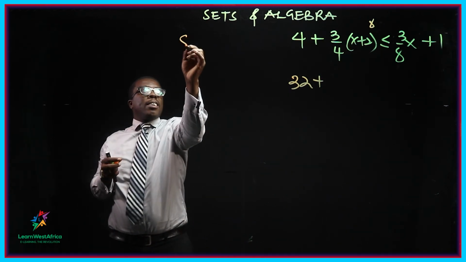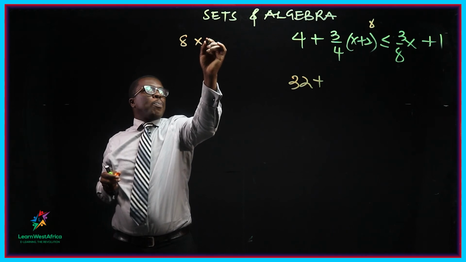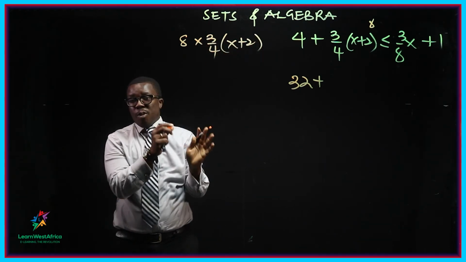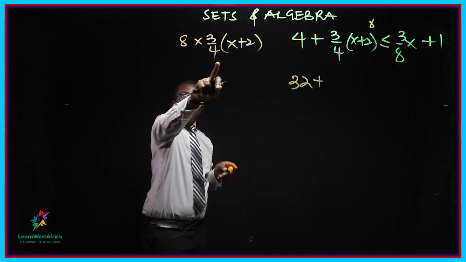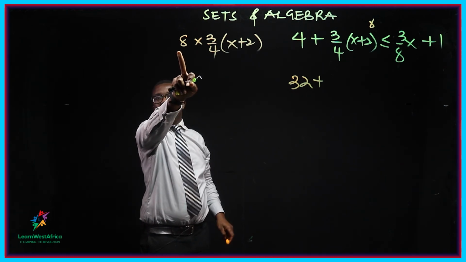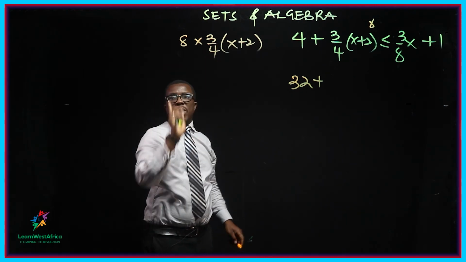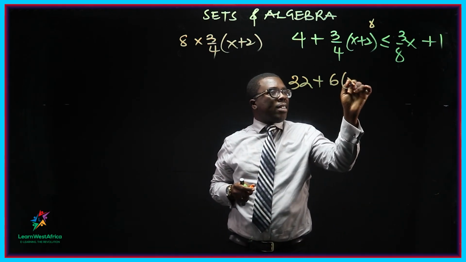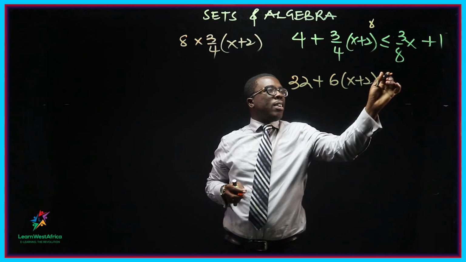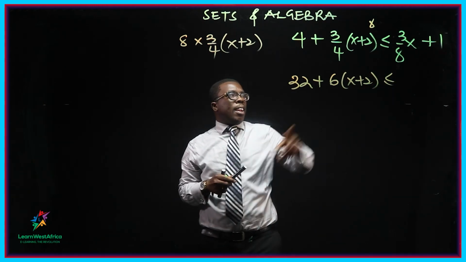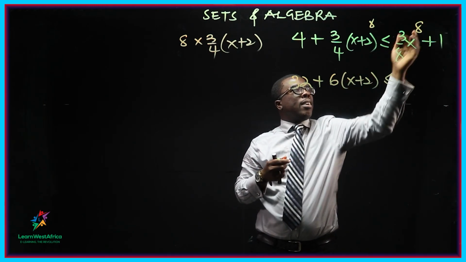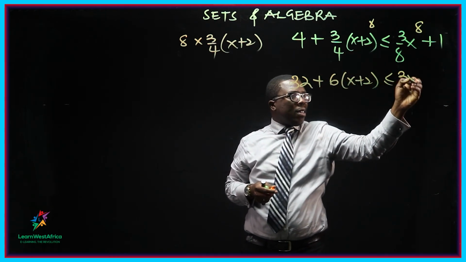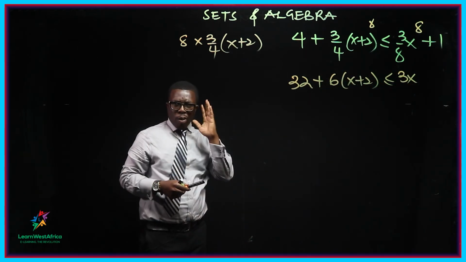We multiply 3 over 4 by the x plus 2. Now the amount 2, multiply 3 by 6. In terms of the amount, 6 into brackets x plus 2 is less than or equal to the number. Now phase 1, multiply by 8, 8 in between, the same thing. You have 3x.